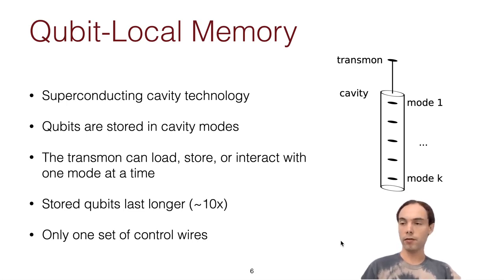So the technology that we take advantage of in this work is superconducting cavity technology, although any similar technology would also work. This is where you have a cavity that can store photons with quantum information. So you can store, we say about 10 qubits per cavity, and this transmon qubit at the top can randomly access any of the qubits inside to load, store, or do a 2-qubit operation. And the advantage of this is that you have a single set of control lines to this transmon to control all of the qubits in the cavity. And stored qubits last around 10 times longer in this cavity.